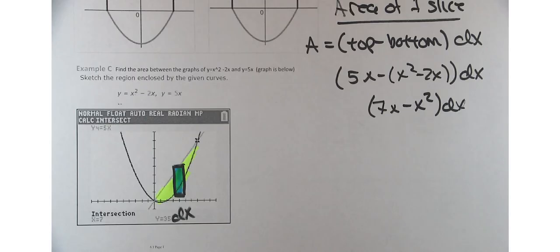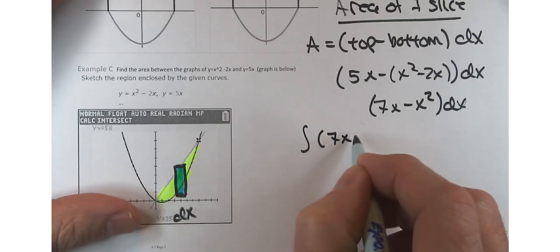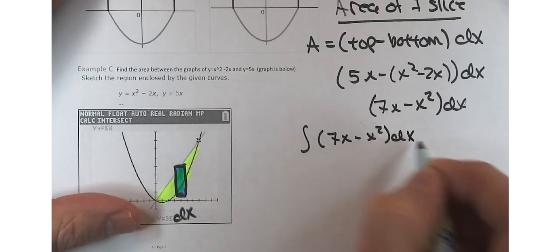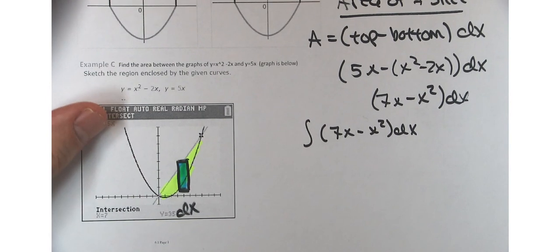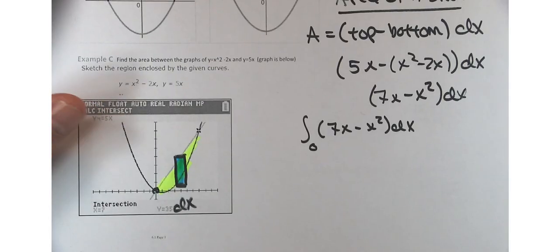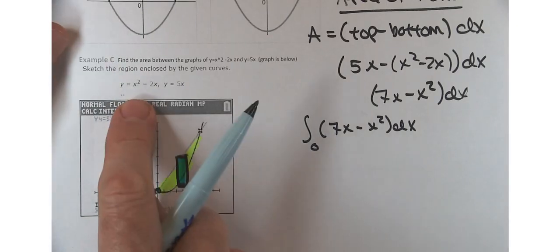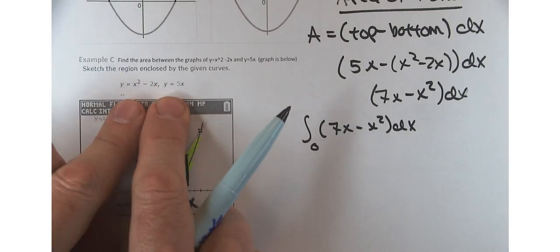I need the area of all these rectangles. So that's going to be an integral of 7x minus x squared dx. I can tell you the lower limit, that's going to be a 0. But what about the upper limit? If you don't feel like counting, if you can't necessarily tell by your graph, then you've got a couple choices. One choice is to solve for where these two equal each other.